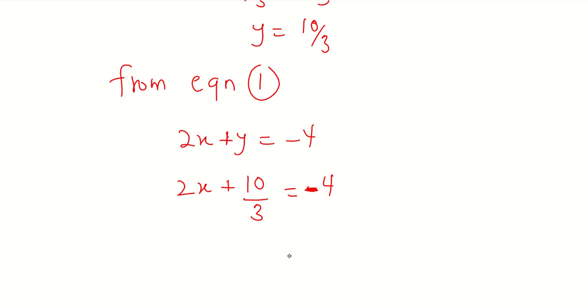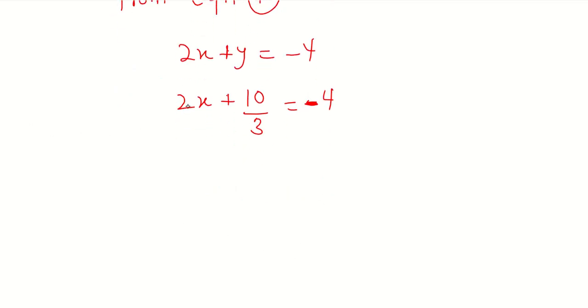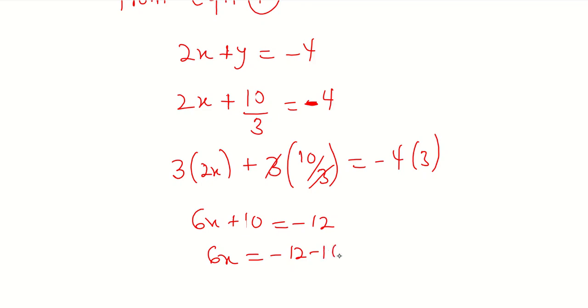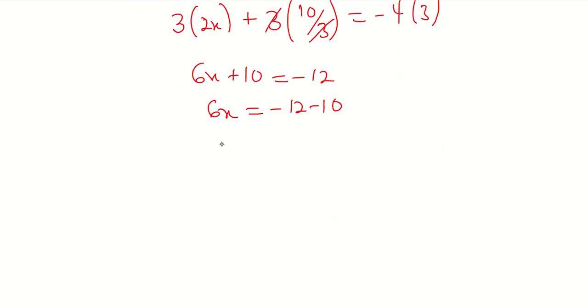Now in this instance, we can see that our LCM is 3, so we multiply through by 3, and so 3 multiplies 2x, and we have plus 3 multiplied by 10 out of 3, and minus 4 multiplied by 3, and we have here 6x. When this 3 cancels 3, 10 is left, so plus 10 is equal to minus 12. Now you can group like terms and have 6x to be equal to minus 12 minus 10, which means 6x is equal to minus 22.